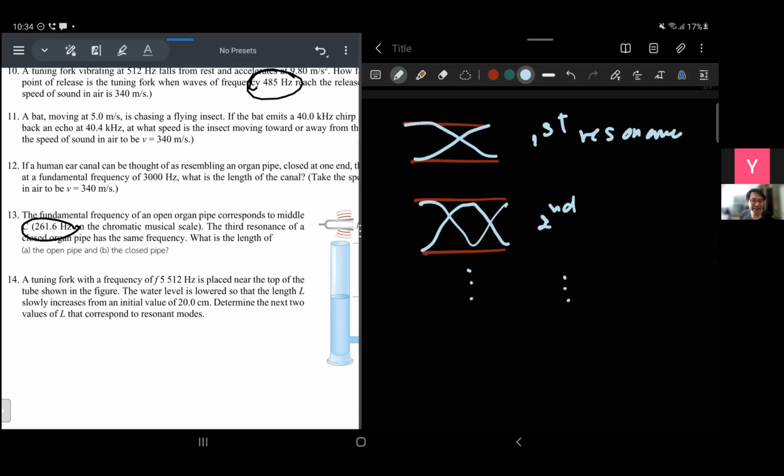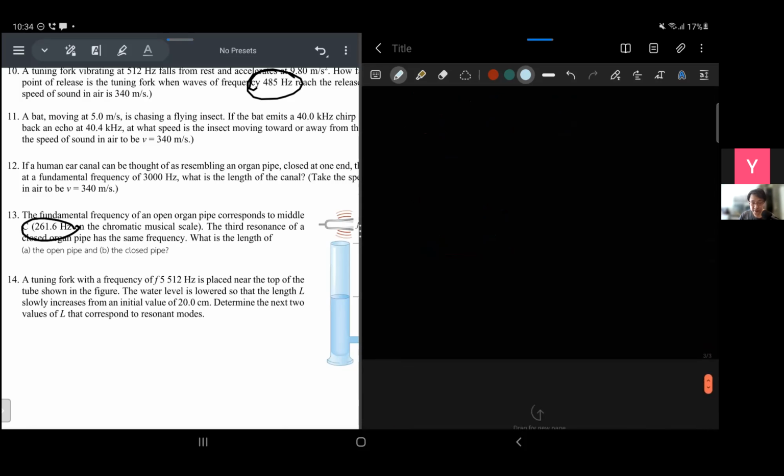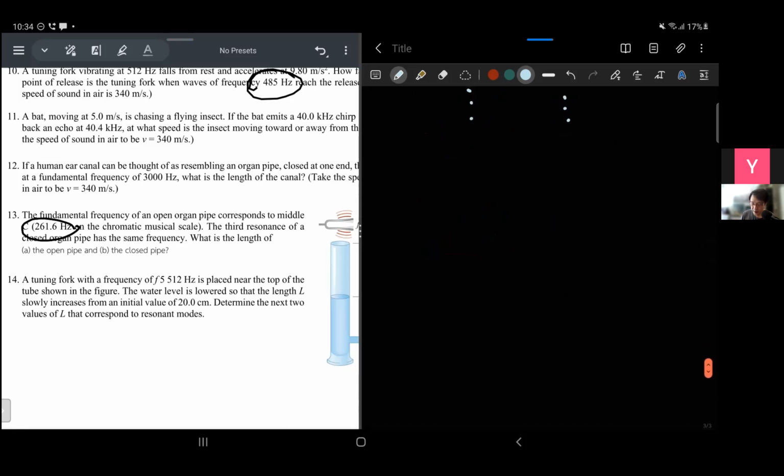So I was confused with part A. It's an open pipe. Then is it an open pipe for the third harmonic or is it the first harmonic? Okay, so let's try part A then. So part A, they ask what is the length of the pipe, if let's say you treat the pipe to be an open pipe, right?